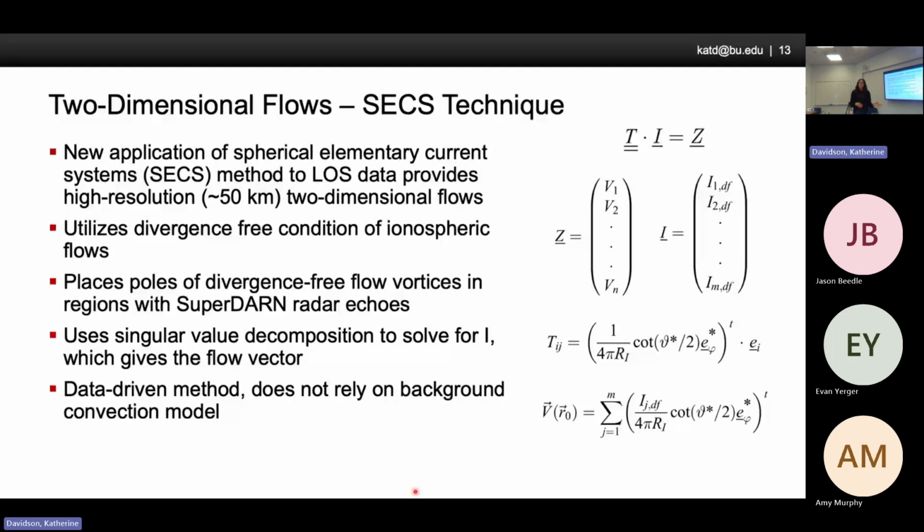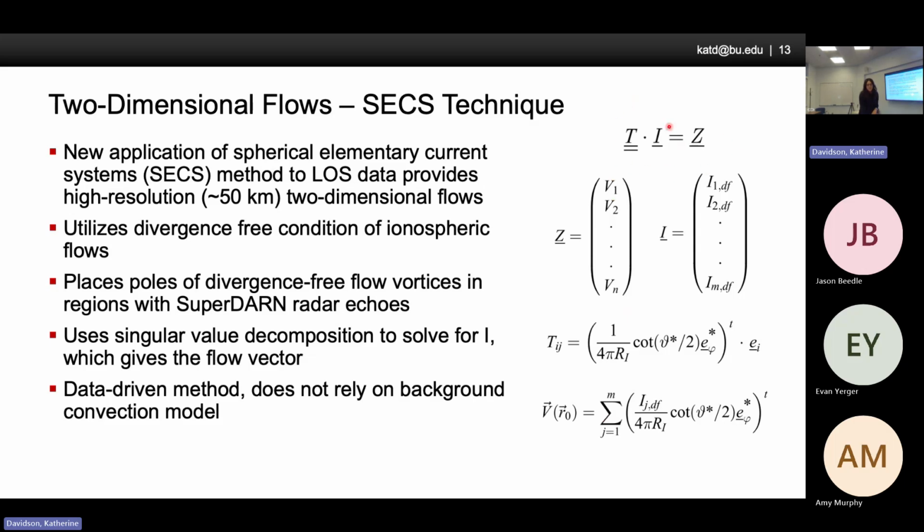So in order to see smaller scale sizes and resolve the mesoscale ionospheric flows, we use a new application of the spherical elementary current systems method. And this gives us a resolution of around 50 kilometers, which is much better than the spherical harmonic fit data and allows us to investigate mesoscale flows. This method utilizes the divergence-free condition of ionospheric flows. So instead of solving for the divergence-free condition by itself, it actually places poles of divergence-free flow around the regions of SuperDARM echolocations.